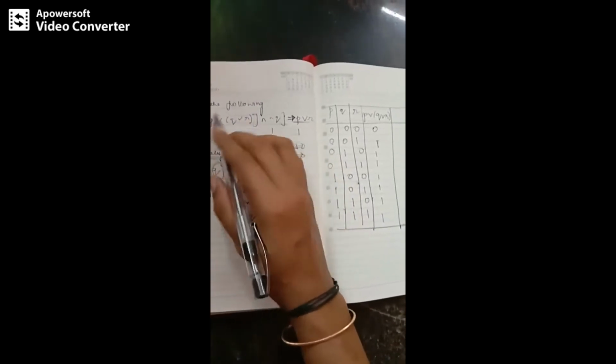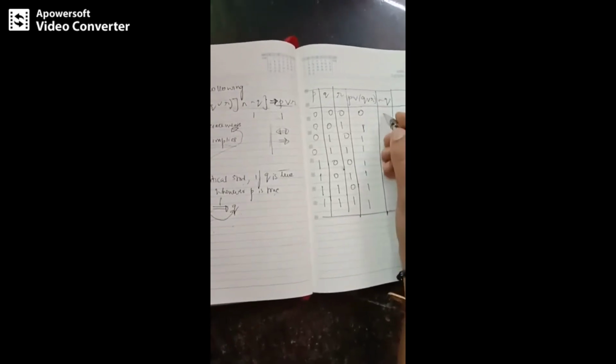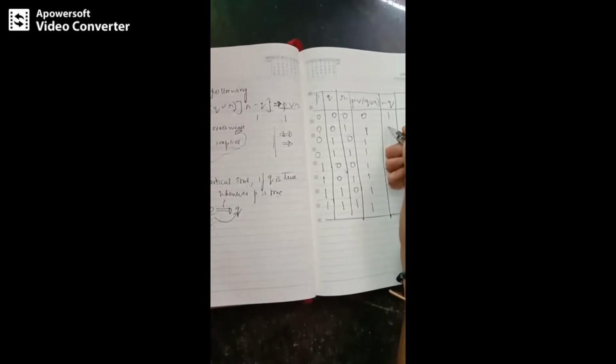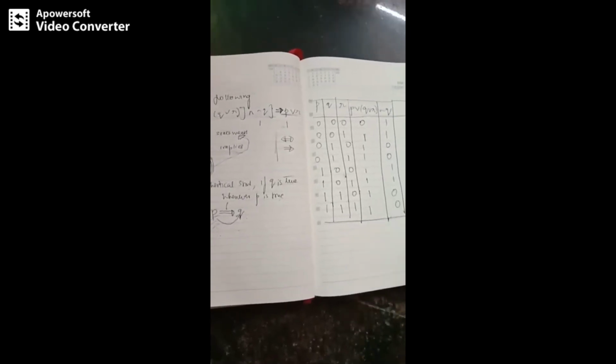Next, this component is over. Next, we shall include this column over here. So what is negation Q? That is, you are making 0 as 1 as well as 1 as 0. So 1 is turned to 0, 0 is turned to 1, 1 is turned to 0.